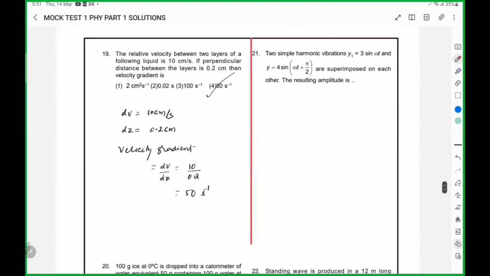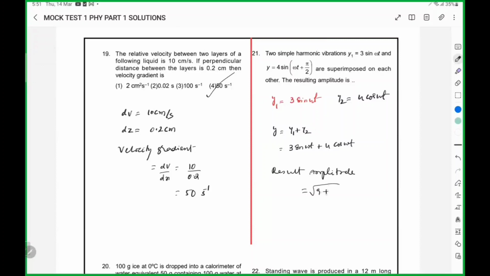Here are two simple harmonic vibrations. One is y1 equals 3 sine omega t, the other is y2 equals 4 sin(90 plus theta), which is 4 cos theta. The resultant amplitude, once they superimpose, so the equation of SHM is this. So the resultant amplitude is root of 9 plus 16.